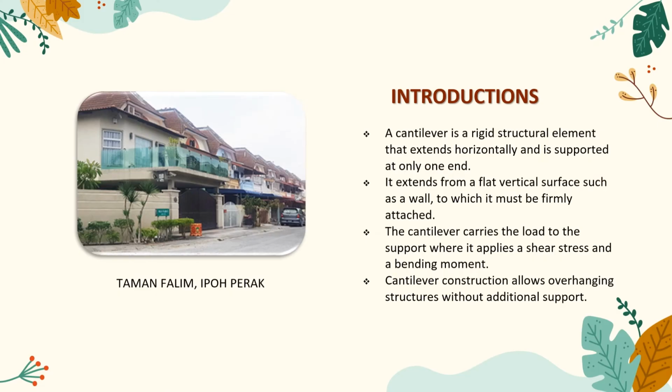Okay, second slide. Introduction to cantilever slab. A cantilever slab is a rigid structural element that extends horizontally and is supported at only one end. Typically, it extends from a flat vertical surface such as a wall, to which it must be firmly attached. Like other structural elements, a cantilever can be formed as a beam, plate, truss, or slab.